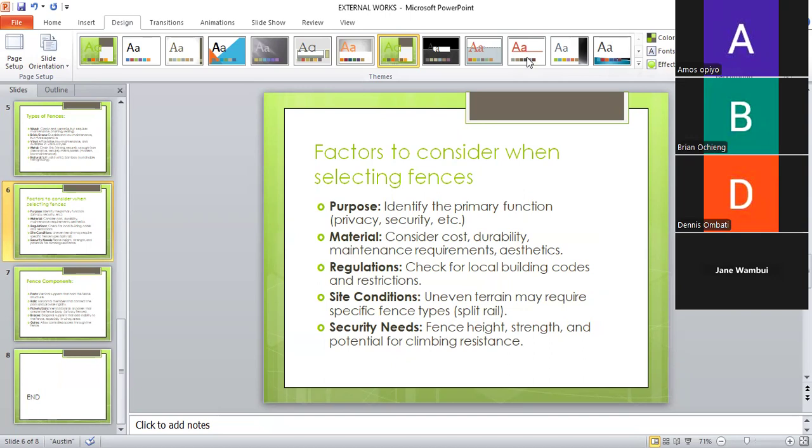The third factor is regulations. You check for the local building codes and restrictions. Then we have the site conditions. Even terrain may require specific fence types such as split rails. Then we have the security needs. Fence height, strength, and potential for climbing resistance are considered.